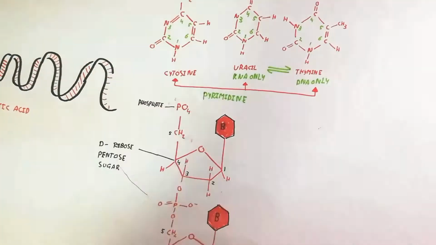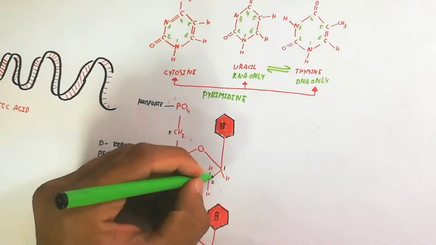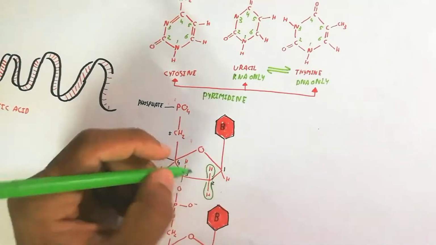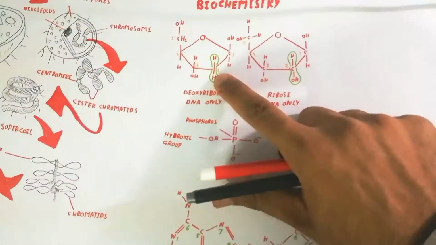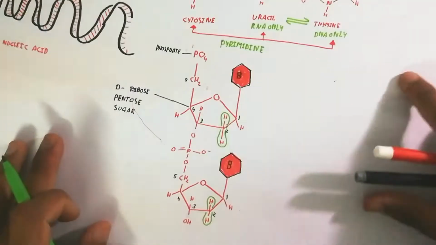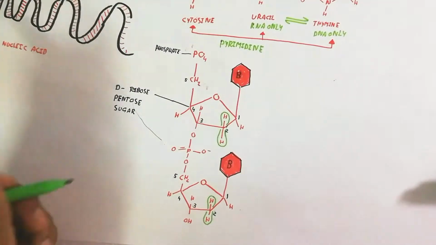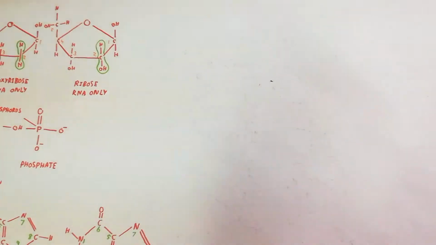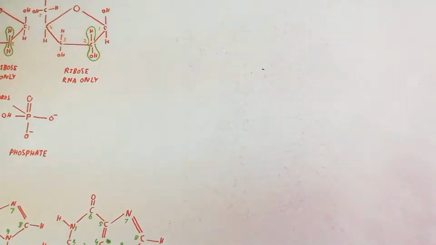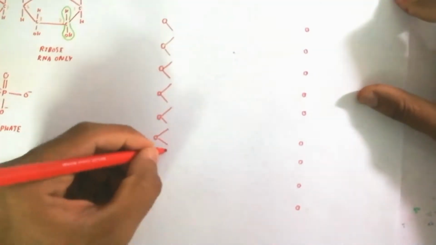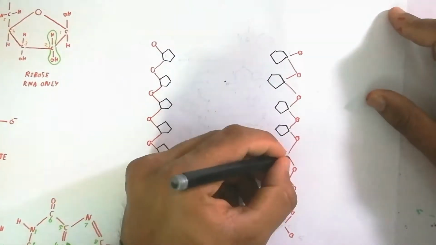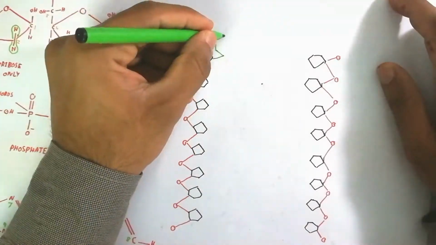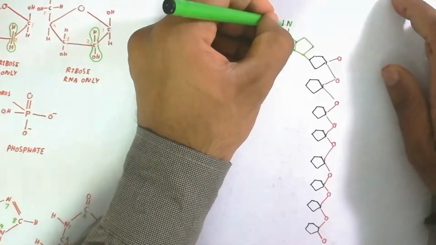And here is the D-ribose pentose sugar, attached at carbon number 5, and the other end is carbon number 3. Here is the deoxyribose nucleotide, because the hydroxyl group is not present. So remember, the hydroxyl group is not present in the DNA, which is why it is known as deoxyribonucleic acid. Here is the backbone of the phosphate group attached with the sugar.